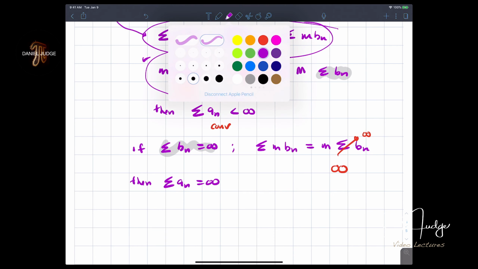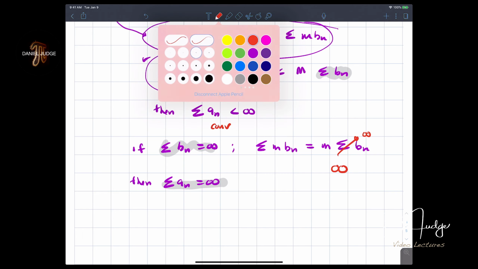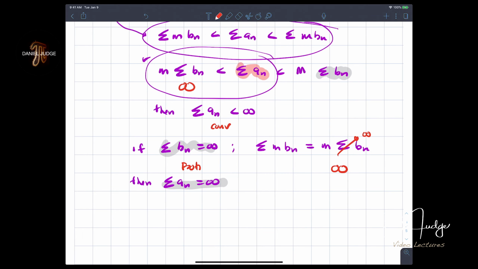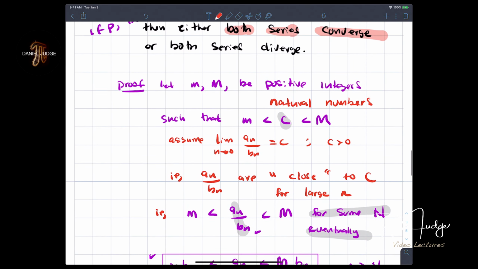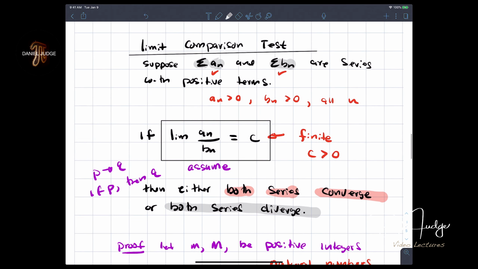It's right here. And that, again, means they both diverge. Okay? So they both diverge. So this is the conclusion. And this is why in the theorem it says both series diverge as well. So if we have that the limit of the ratio is equal to C, and C is finite and positive, then we know both series converge or both series diverge.